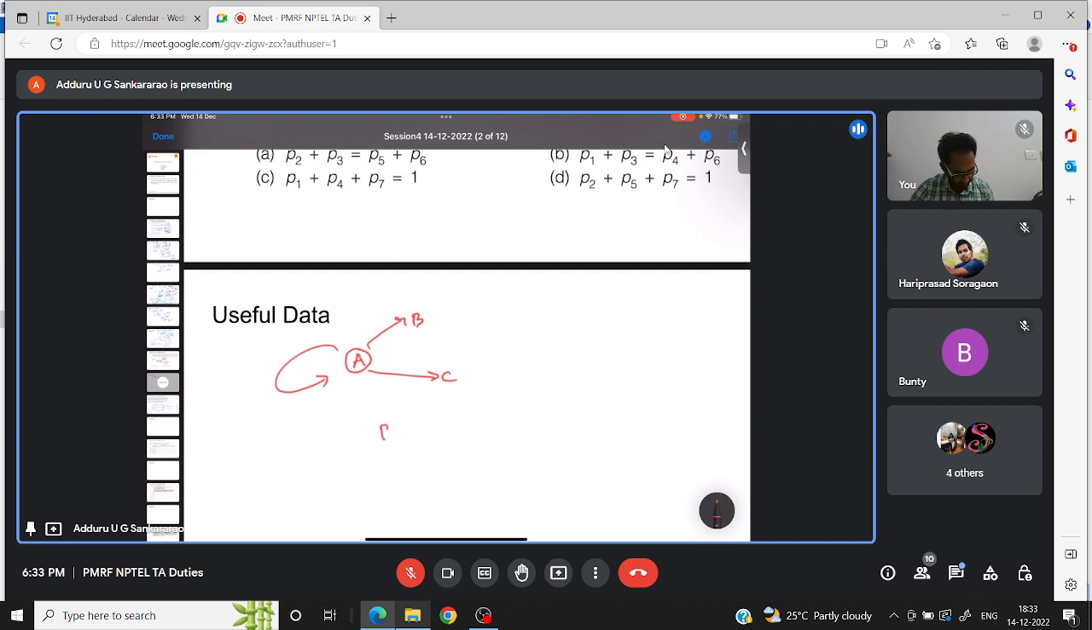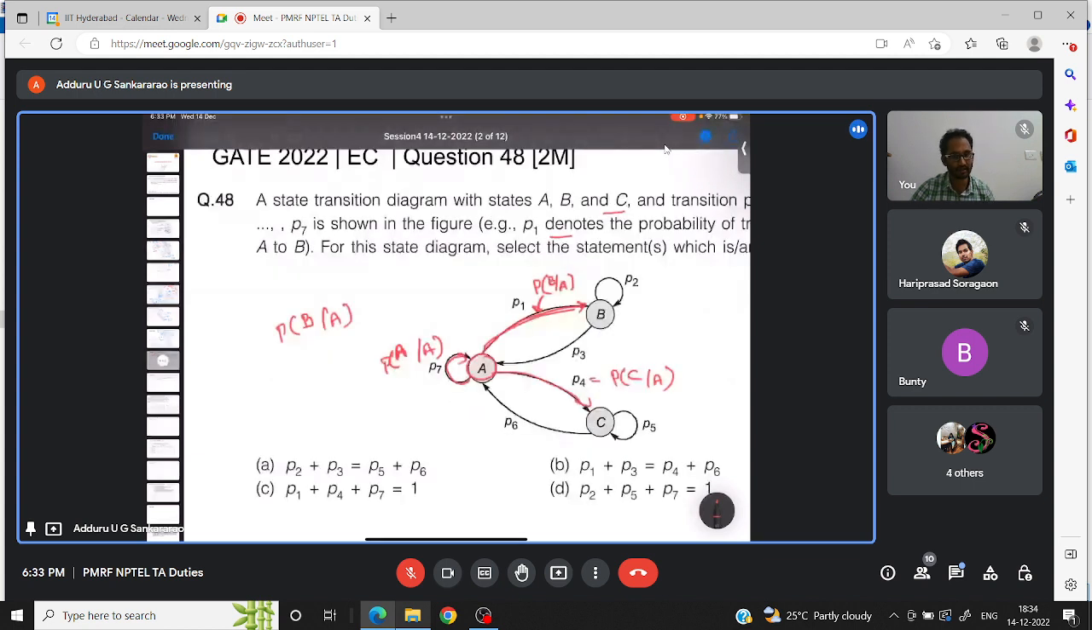That means you are in state A, you may stay in state A, or given that you are in state A, you may go to state B, or given that you are in state A, you may go to state C. These are the only three possibilities, right? So the sum of all the probabilities is 1. With so and so probability, you may go to this state or may stay in the same state. That is true for all the states.